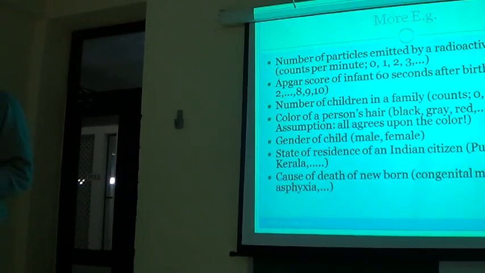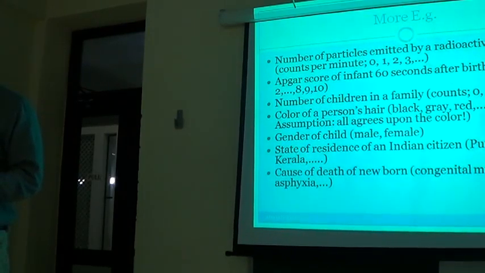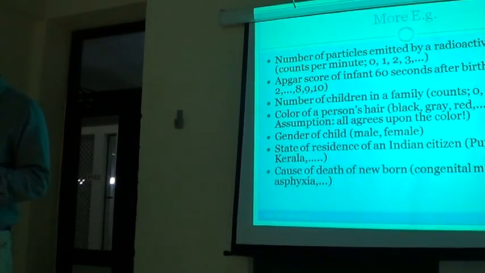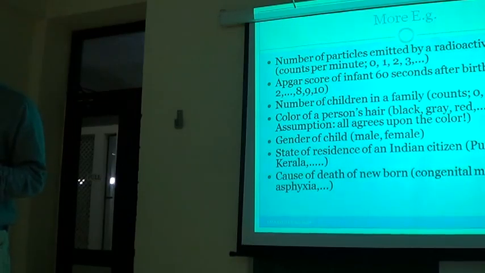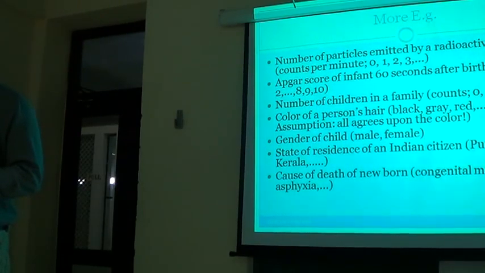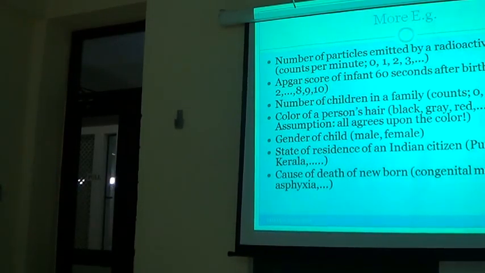Another example could be what? Marks in the class. That is again a discrete one, right? But it could have a fraction as well, but the fraction could never be an infinite fraction. Okay? And IQ score, for example. Normally IQ scores do not have any fraction. So these are examples of discrete variables.